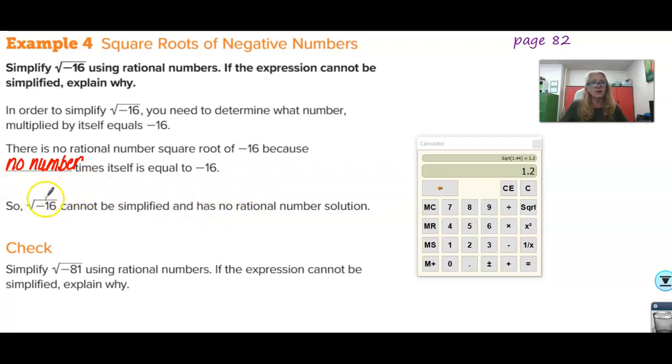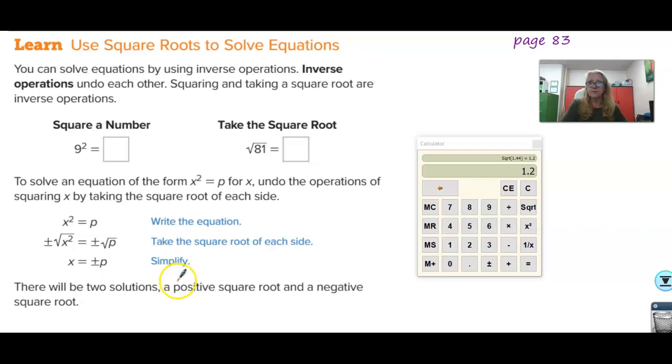They frequently will call this an imaginary number. Simplify the square root of negative 81 using rational numbers. If the expression cannot be simplified, explain why. And you would just say no number times itself equals negative 81. You probably don't want to sit here and watch me write this all out. No number times itself equals negative 81. Okay. No solution.